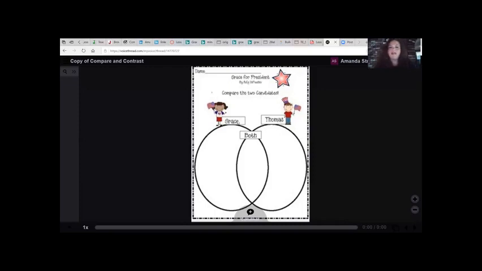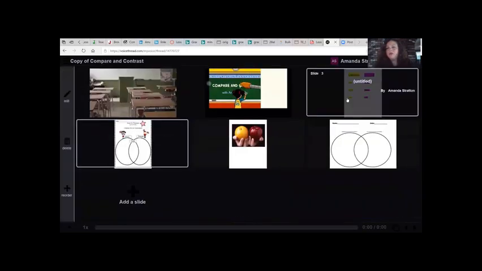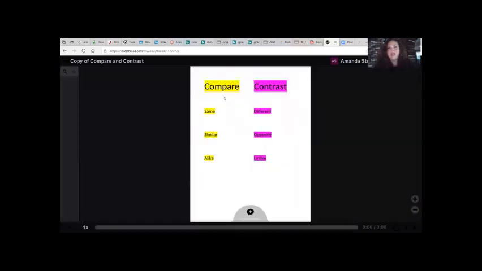So this is Grace's side, Thomas's side, and you can tell me what this word right here in the middle is. That's right, both. So if we put the contrasting terms on the outside, what do you think we're going to put in the inside? Comparing, right? And when we go back to comparing versus contrasting, remember, comparing are things that are same, similar, or alike.